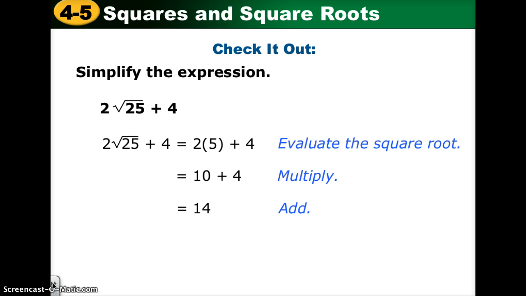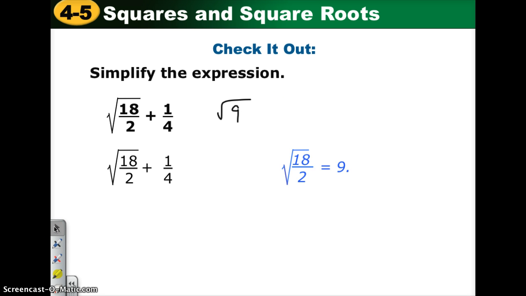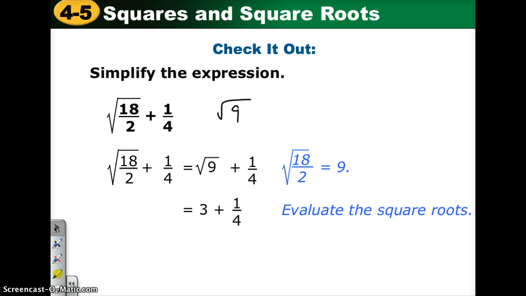Another fraction. The square root of 18 divided by 2. With this one, because we can divide 18 by 2, we want to do that first. And so we would start by breaking that down to the square root of 9. The other one, we weren't able to get a nice clean number. So we get the square root of 9 plus 1/4. The square root of 9 is 3. 3 plus 1/4 is 3 1/4. So use your previous math skills to determine if you're taking the square root of both numbers, and if they're not perfect squares, if you can divide first.